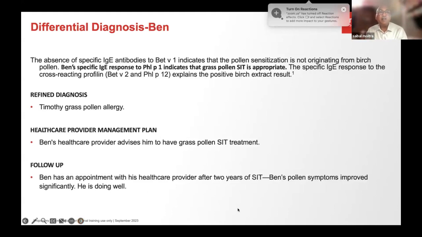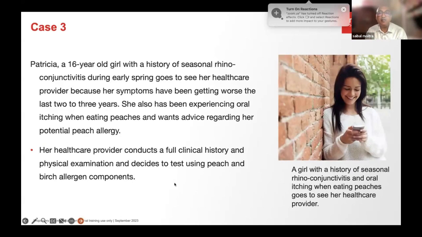So in the absence of IgE against Bet v 1, because pollen sensitization is not originating from the birch pollen, it's not an initiator allergen. So it is mainly Phl p 1. The grass pollen SIT is appropriate, and so he was treated accordingly.